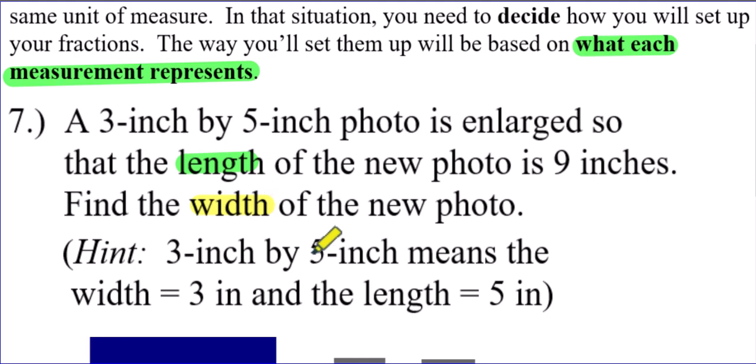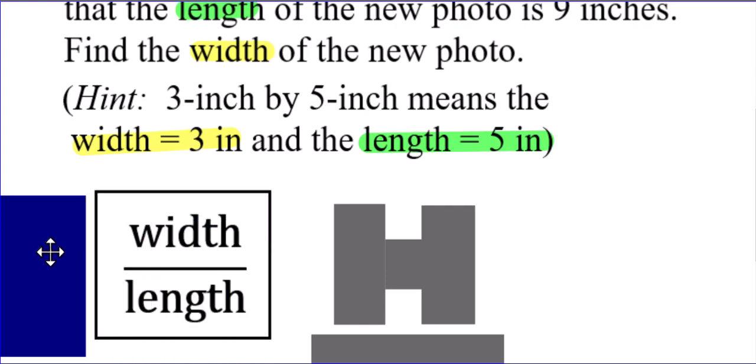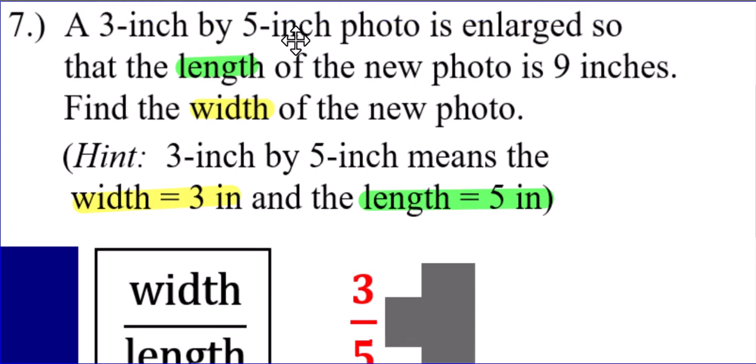Normally, we think of the length as the longer measurement and the width as the shorter one. So, using that mentality, here's a hint. When they said 3-inch by 5-inch, 3 inches would be the shorter measurement, so that's your width. And the length is the longer measurement, so that is your 5 inches. And what I can do then is I can decide to set up both of my fractions as width over length. Go ahead and write that down on your paper. Width over length. So, what was the width? 3 inches, and the length was 5 inches for the original photo.